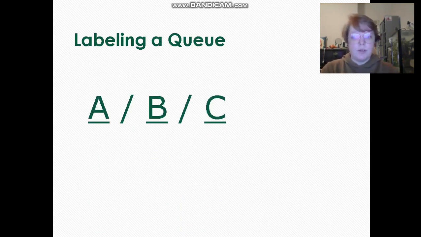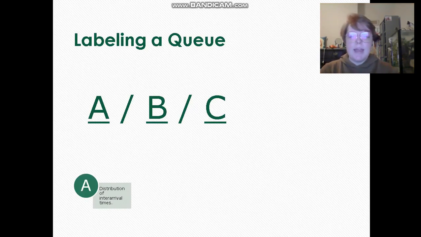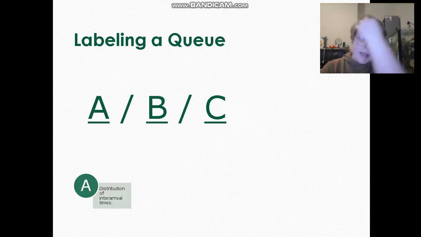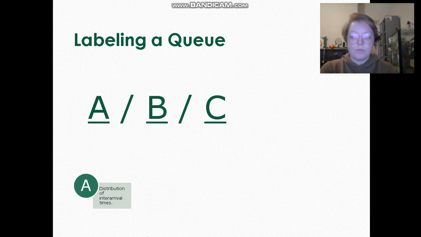All right, so now we're going to talk about labeling a queue, and there's a pretty standard way to label a queue so that it's very widely understood, and it's going to look like this. You're going to have one letter / another letter / a final letter. And the first letter, A, is going to represent the distribution of inter-arrival times. And again, inter-arrival times are going to be the times between consecutive customers' arrival.